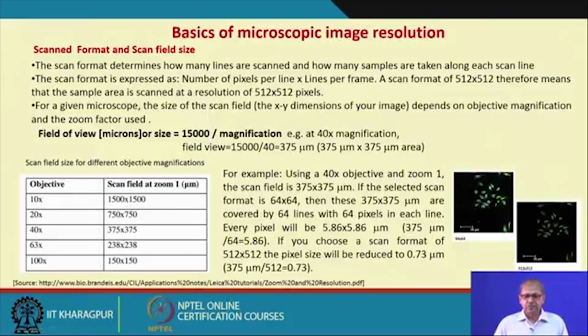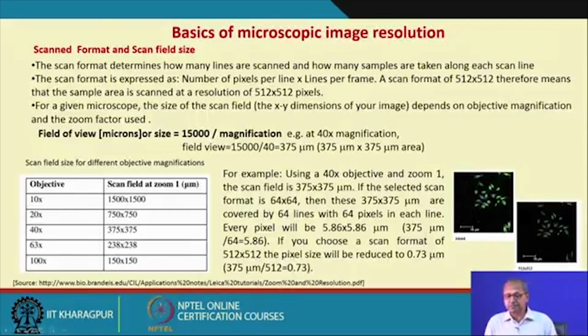Now, in that objective plane, if we use say 64 by 64 scanning, then each pixel dimension will be around 5.86 micrometer, and if we choose the scan format of 512 into 512, the pixel size will be reduced to 0.73 micrometer. Say, in a 40x objective, the scanned field of view is 375 into 375 micrometer. In that situation, if you use a 64 into 64 scan, each pixel dimension will be 5.86 micrometer, and if you use 512 into 512, each pixel dimension will be reduced to 0.73 micrometer.